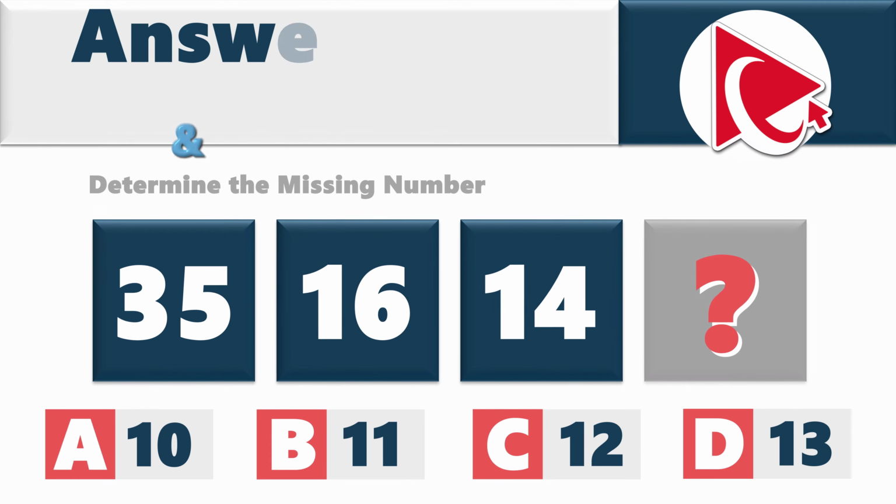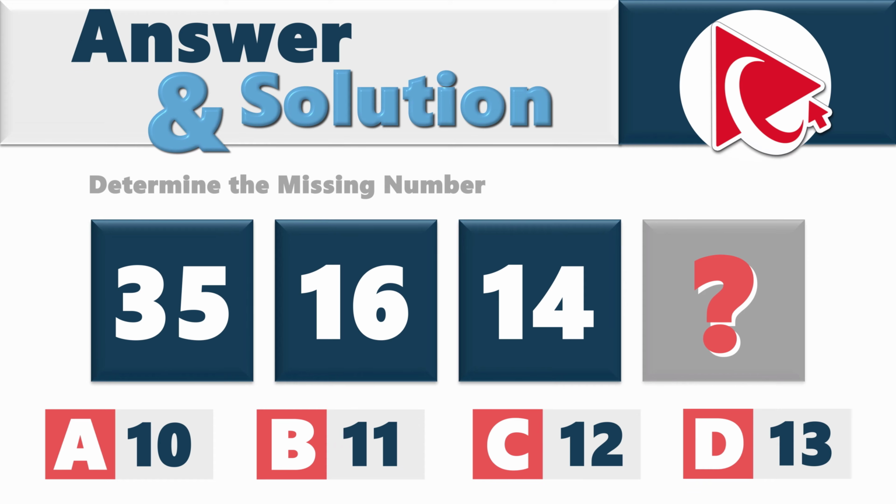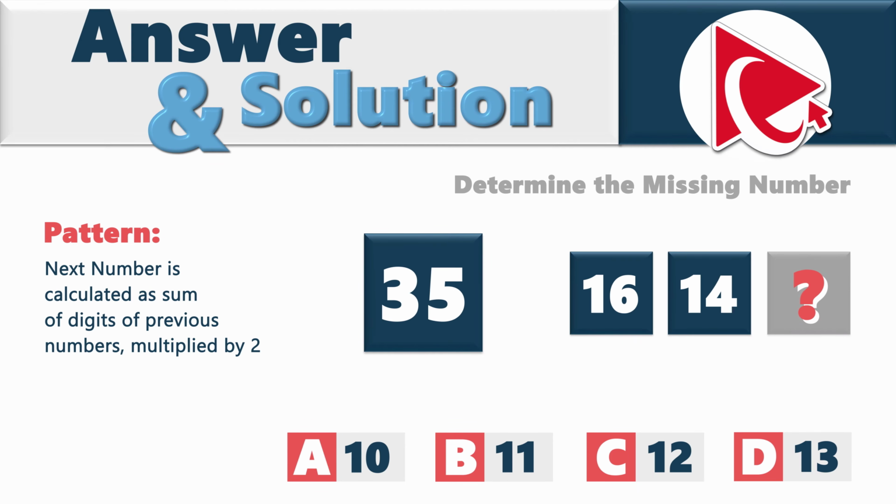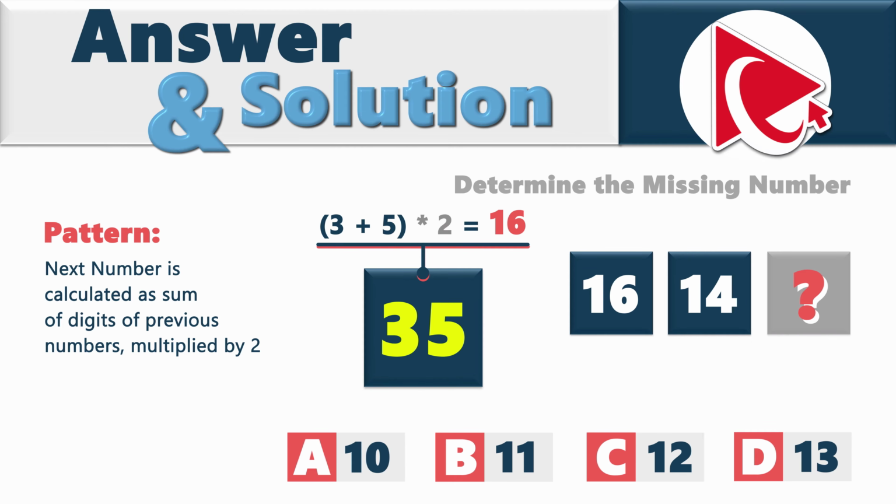What's interesting about this question is that it seems unsolvable until you start thinking out of the box. The pattern here is next number is calculated as sum of digits of the previous number multiplied by 2. Let's look at the first number. First number is 35. 2 digits are 3 and 5. 3 plus 5 equals 8, multiplied by 2 equals 16.